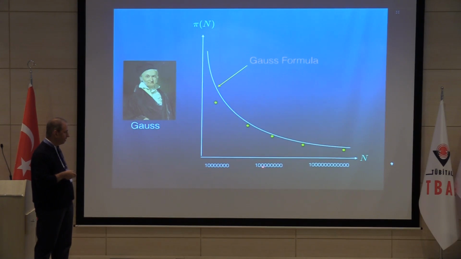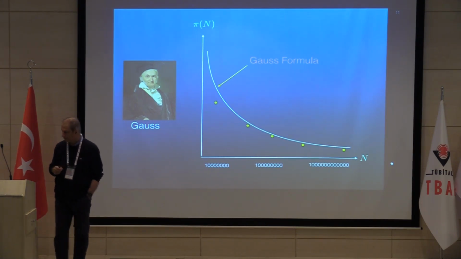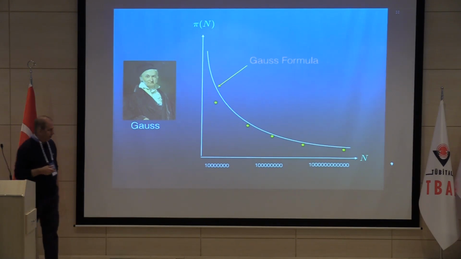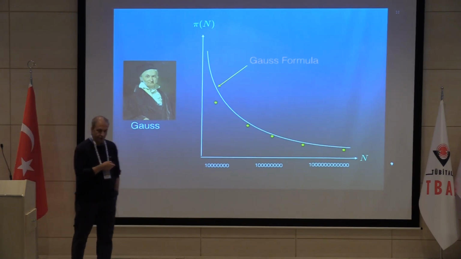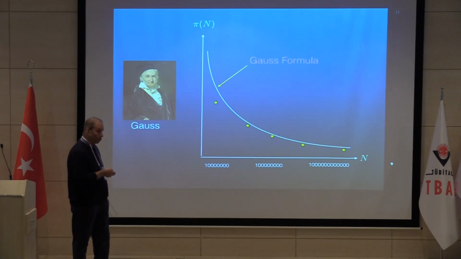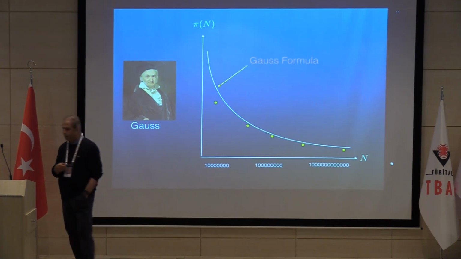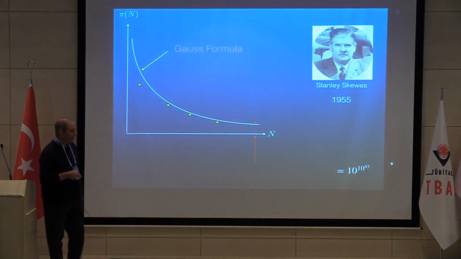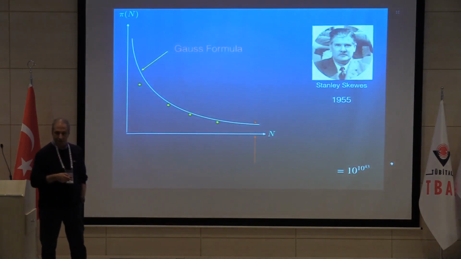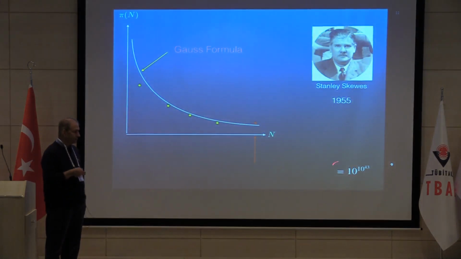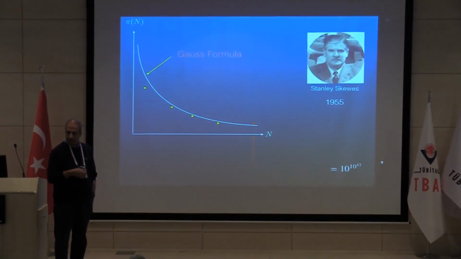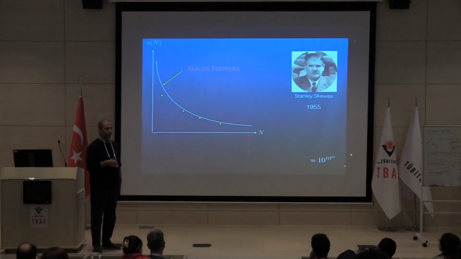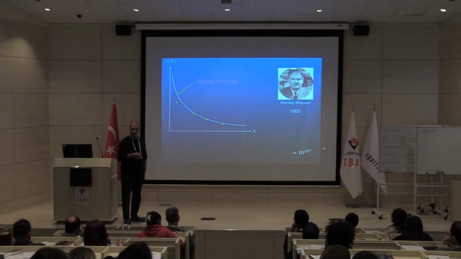And then you go to larger numbers: 10 million, 100 million, 1 trillion. It's still true, right? This is the density. And naturally, you have to trust this further because it has been checked up to 1 trillion. And then Stanley Skewes came up with a counterexample. He found that after this number, 10 to the power of 10 to the power of 43, the formula breaks down. It's not true after this number.